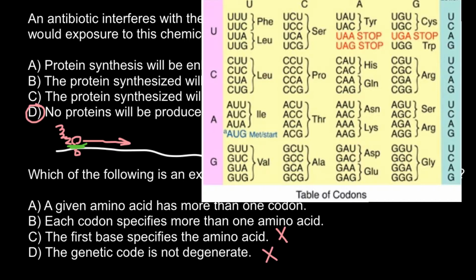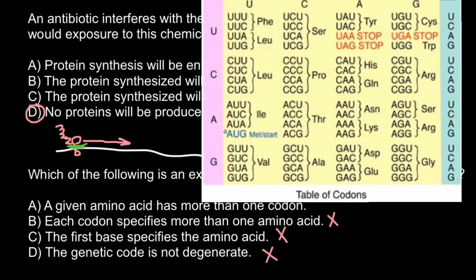So answer B, each codon specifies more than one amino acid. This is not true. As you see, one amino acid can be specified by many variants of codons, but you wouldn't see one codon simultaneously specifying different amino acids. So this is also not true.